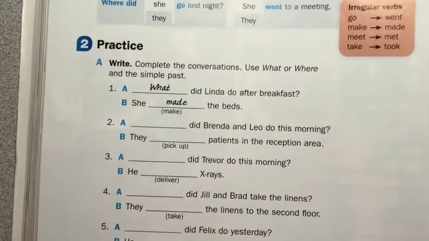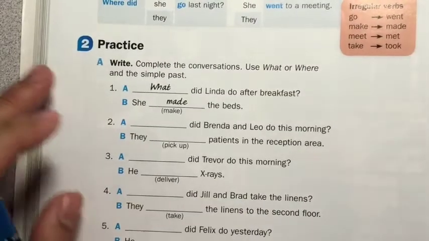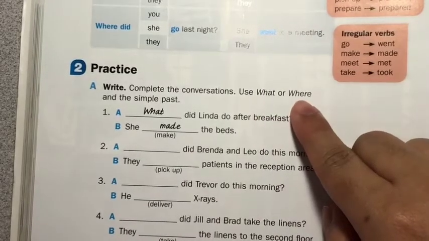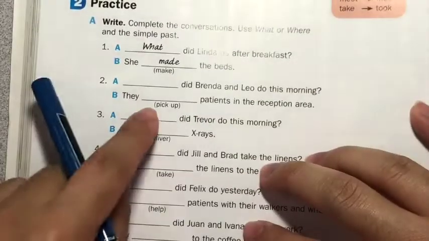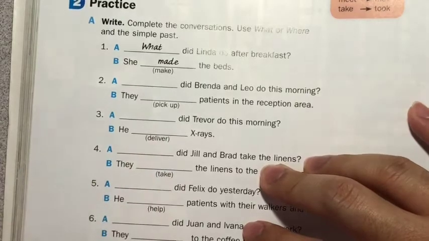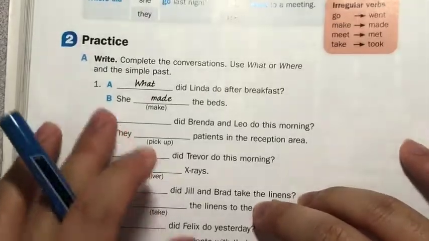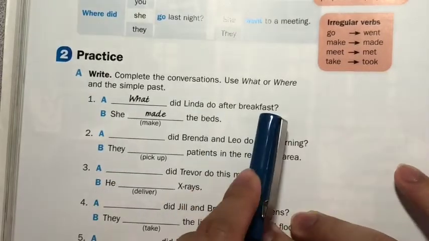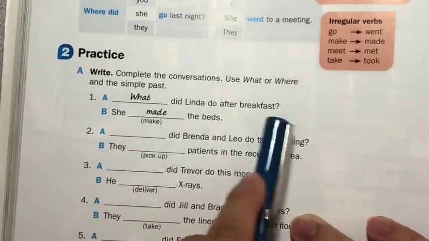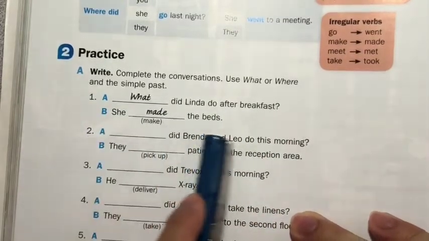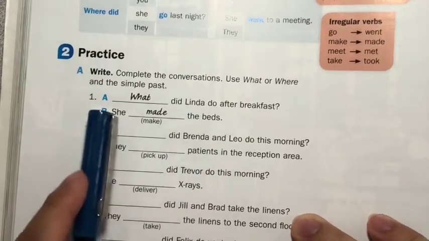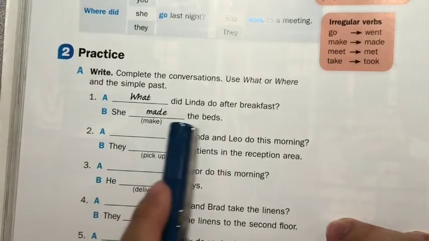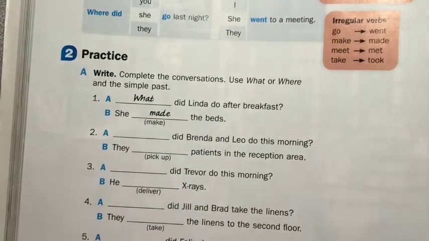So now, for practice, we're going to write the word what or where, and then we're going to change the verbs to the simple past. Here, for every number, we have A and B. A is the question. B is the response. So A, somebody's asking the question, and B, someone else gives the response.